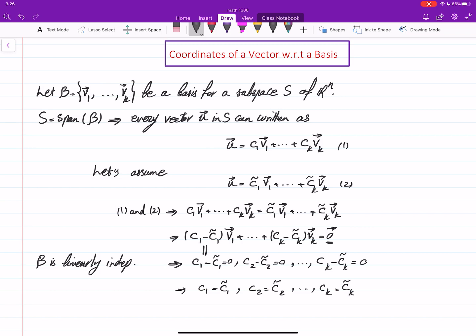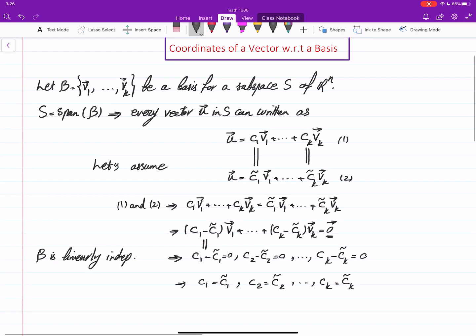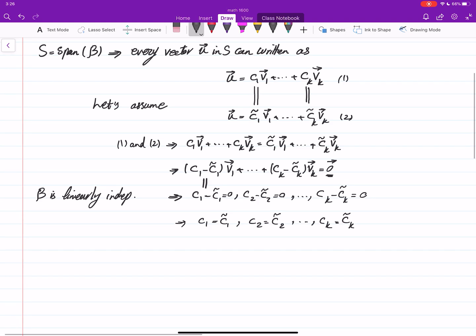And what does this say? This says that there is no other way to write vector u, which was an arbitrary vector from the subspace S, as a linear combination of v1 to vk. There is one and only one, exactly one way to write u as a linear combination of v1 to vk. So the theorem is proved based on the information given above.